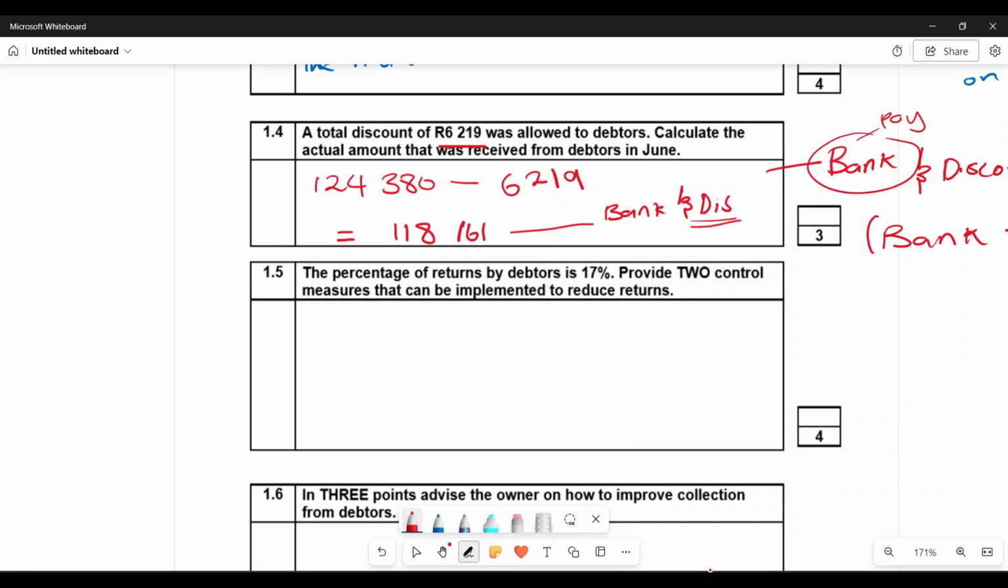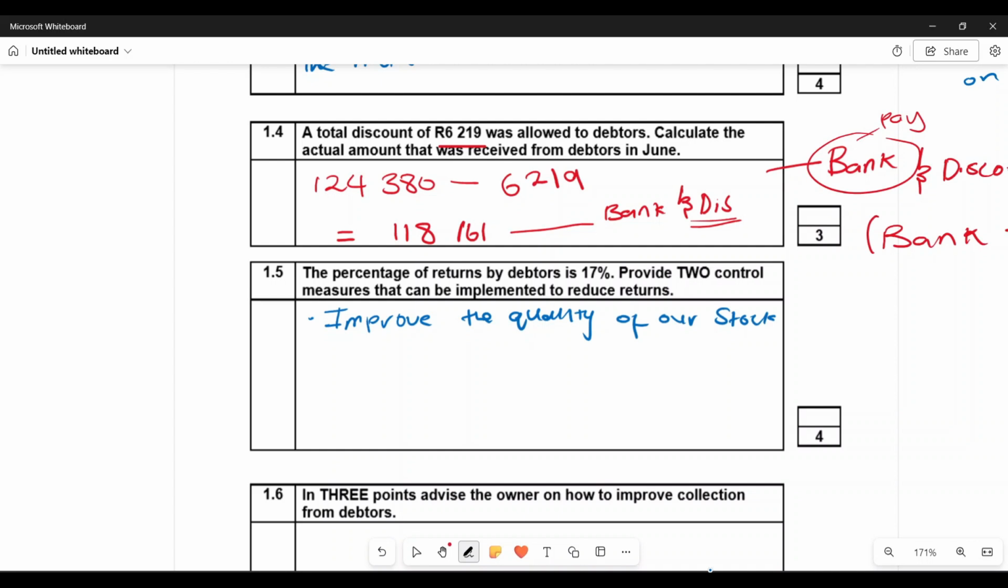Now, the percentage of return by debtors is 17%. Provide two control measures that can be implemented to reduce returns. Now, basically, how can you reduce the amount of returns that you are getting from your debtors, right? So basically, you can improve the quality. If you're offering them a higher quality product, there would be less chances that they would return it. So here you can write improve the quality of our stock.